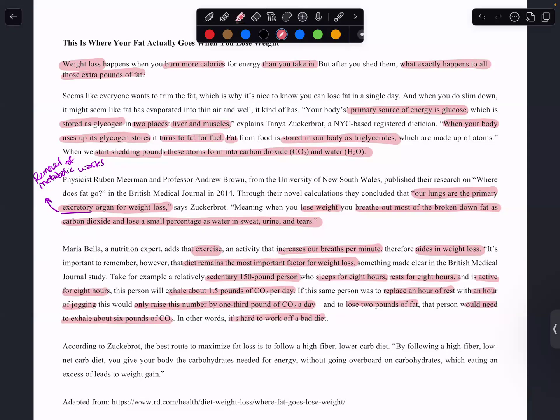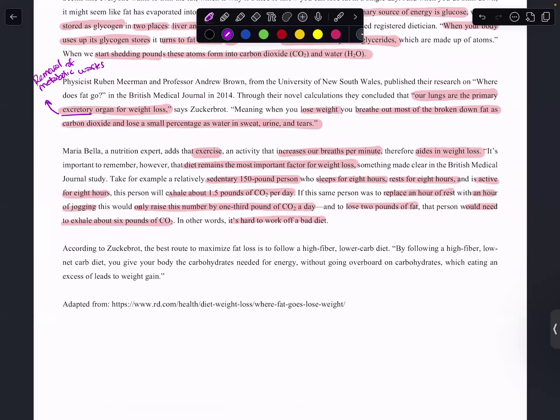Okay? And we have another vocabulary word that we want to introduce here, which is sedentary. Right? And sedentary just basically means not physically active.